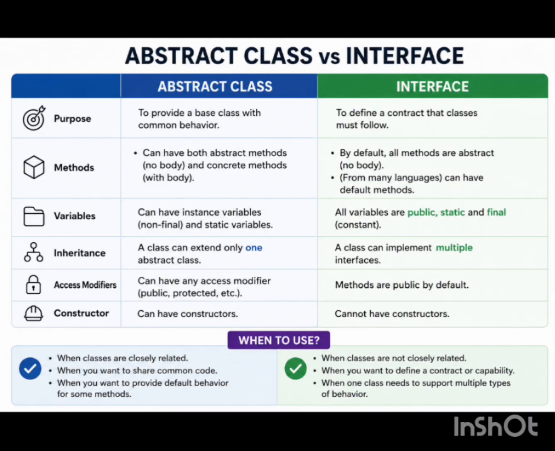And interface is for when each class has a different implementation and there is no common behavior between the classes. Then you go for the interface. This is also very important; it is the most asked question in interviews. Hope you understood the actual difference between abstract class and interface and when to use what.